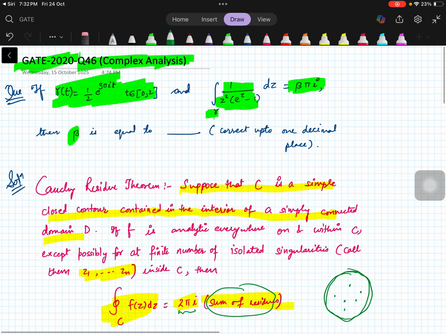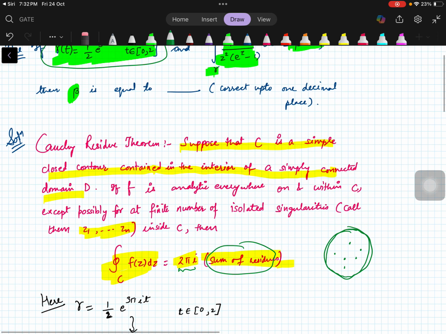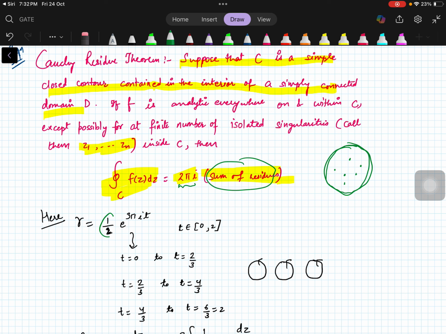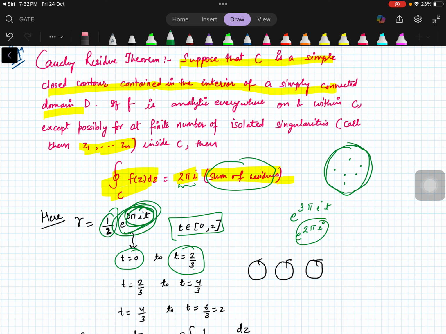Now if you look at our curve, this is gamma, and this is not a simple curve. Gamma is equal to 1 by 2 e raised to power 3 pi iota t, where t goes from 0 to 2. If you start from t equal to 0 to t equal to 2 by 3, at t equal to 0 it is half, and at t equal to 2 by 3, e raised to power 3 pi iota t becomes e raised to power 2 pi iota. So which is the point this.